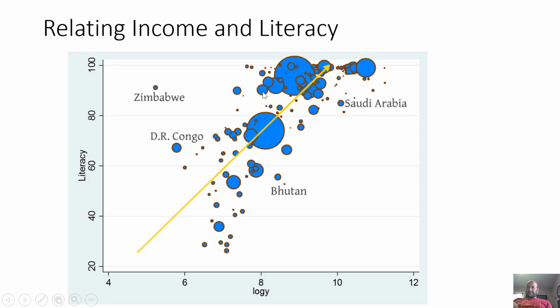So just basically, this is a diagram where the size of each circle reflects the population of the country. So up here we've got China, there's India, this is the US here. But let's just take a look at a couple of comparisons. Zimbabwe is much poorer than Saudi Arabia. Despite that, the average literacy rate in Zimbabwe is actually higher than the average literacy rate in Saudi Arabia. And so how is that possible given Saudi Arabia's vast advantage in average income?